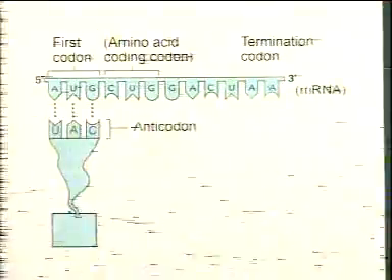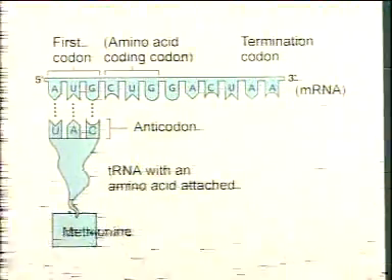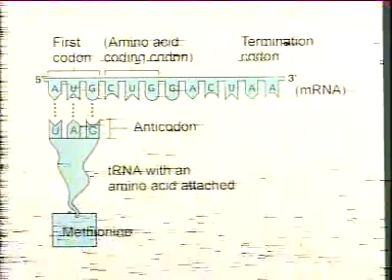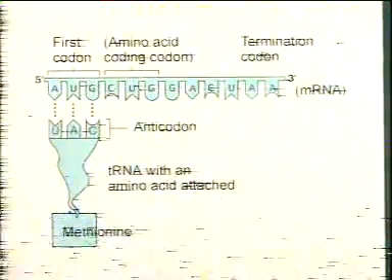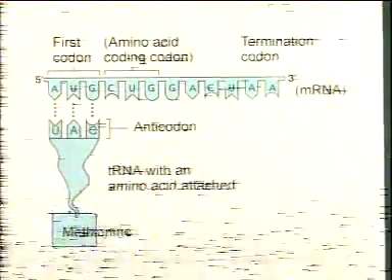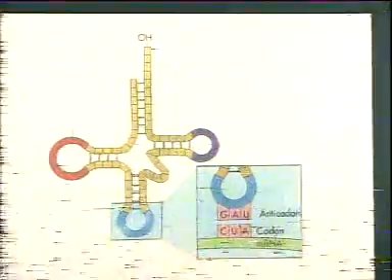Now, transfer RNA basically acts as the laborer. It picks up the amino acid and carries it to the ribosome that is attached with the messenger RNA. For each kind of amino acid, therefore, there is a particular type of transfer RNA, or tRNA. So there are at least 20 tRNAs present in the cytoplasm, each one for a particular amino acid. Now, on the tRNA, there are four sites.